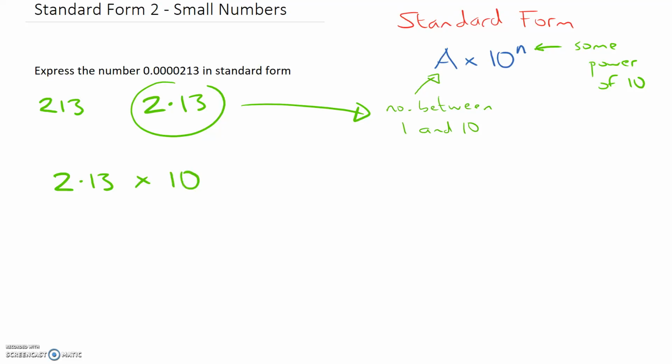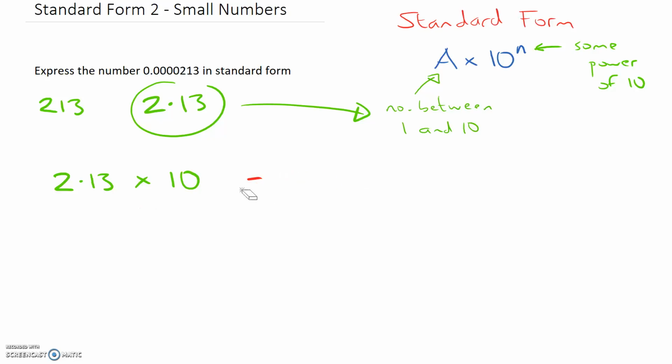But you might already be thinking, well, hang on a minute, if we do 2.13 times just 10, surely that's going to give us 21.3. Now that's bigger than our starting 2.13. That's not going to get back to 0.000213. If we times by 10 again, it's going to get worse, because we're going to be left with 213. So the method we used last time is not going to work here.